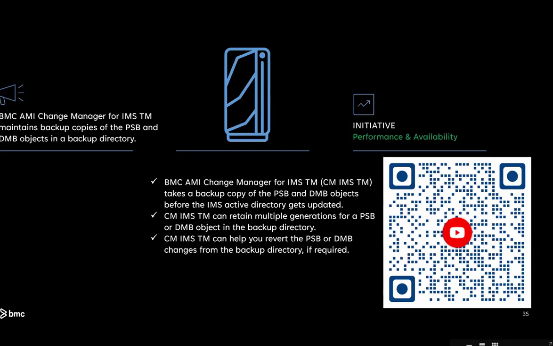So it's meant to do what it is meant to do. It takes a backup of the PSB and DMB objects before the IMS active directory gets updated. It can retain multiple generations for a PSB or DMB object in the backup directory, and it can help you revert the PSB or DMB changes from the backup directory. Exactly what a backup directory is meant to do. So IMS is not aware of this. We handle all of this, playing very nicely with IMS.